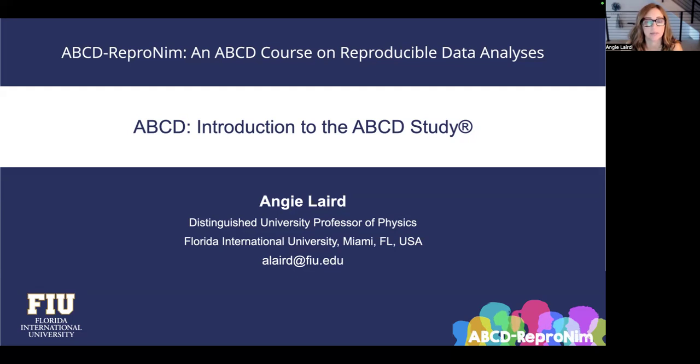My name is Angie Laird. I'm a professor of physics at Florida International University in Miami. I'm one of the lead organizers for the course, and together with my colleagues, we'll be working to provide you with instruction on how to conduct responsible and reproducible analyses of data from the Adolescent Brain Cognitive Development Study.